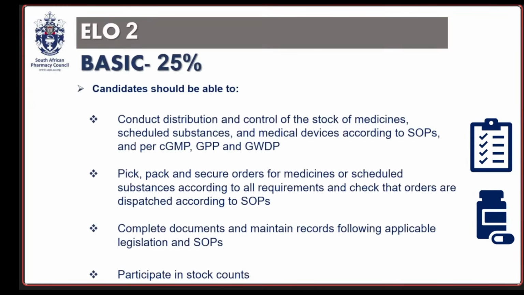ELO 2 covers 25% of the question, and you should be able to conduct distribution and control of the stock of medicines, scheduled substances, and medical devices according to standard operating procedures and per current GMP, GPP, and GWDP guidelines. You need to pick, pack, and secure orders for medicines or scheduled substances according to all requirements and check that orders are dispatched according to SOPs. You need to complete documents and maintain records following applicable legislation and SOPs. And you need to be able to participate in stock counts and answer questions related to that.